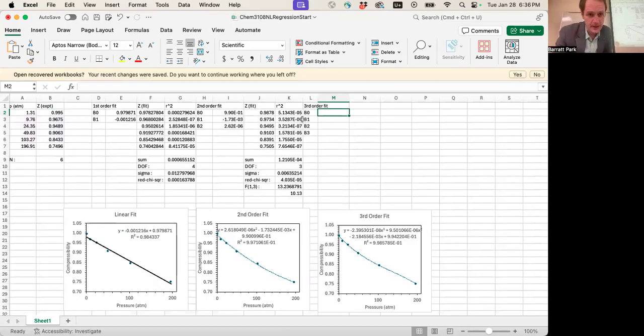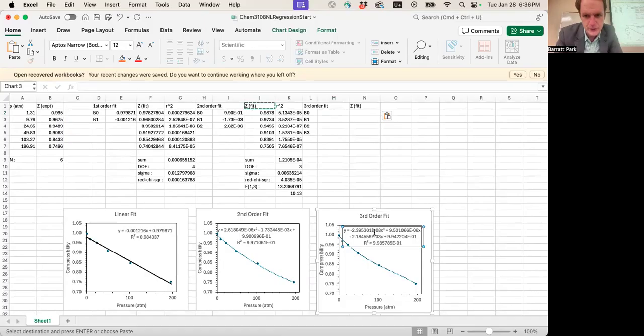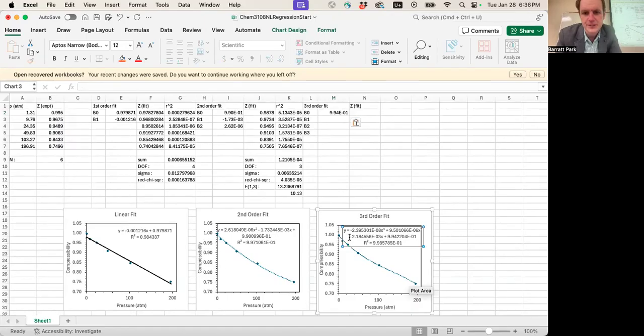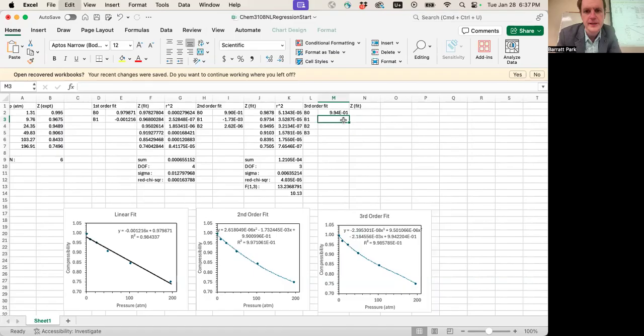So I'm going to do exactly what we did over here. I'm going to create a column called Z fit, and calculate the fit for the third order case. Here the B0 coefficient is this number right here. The B1 coefficient multiplies x to the first power, so it's this number here. I'll just copy and paste. The B2 coefficient multiplies pressure squared. So I'm going to select that number, copy, paste.